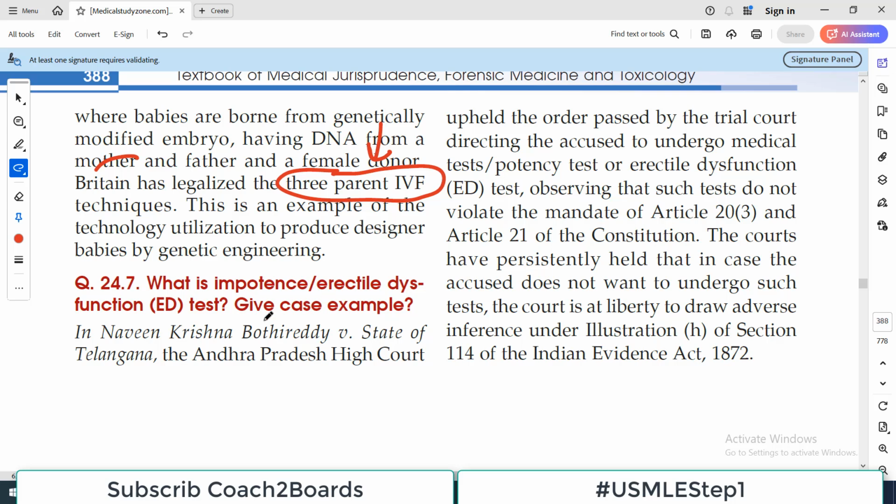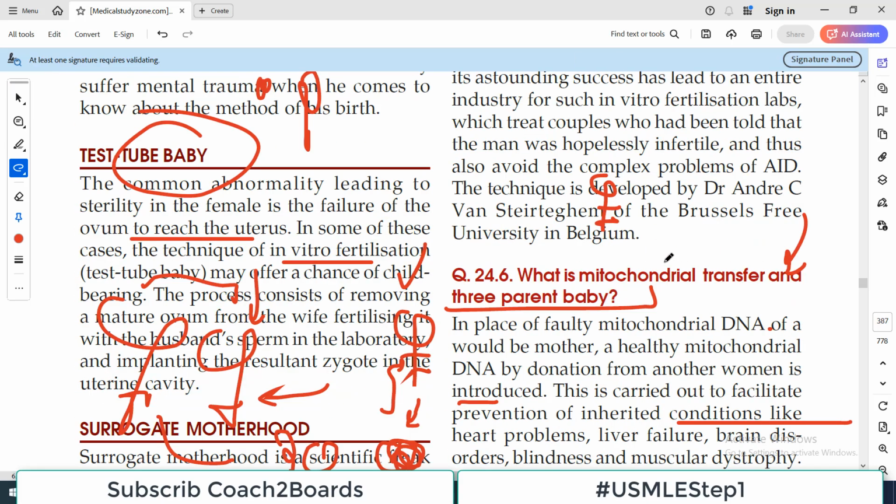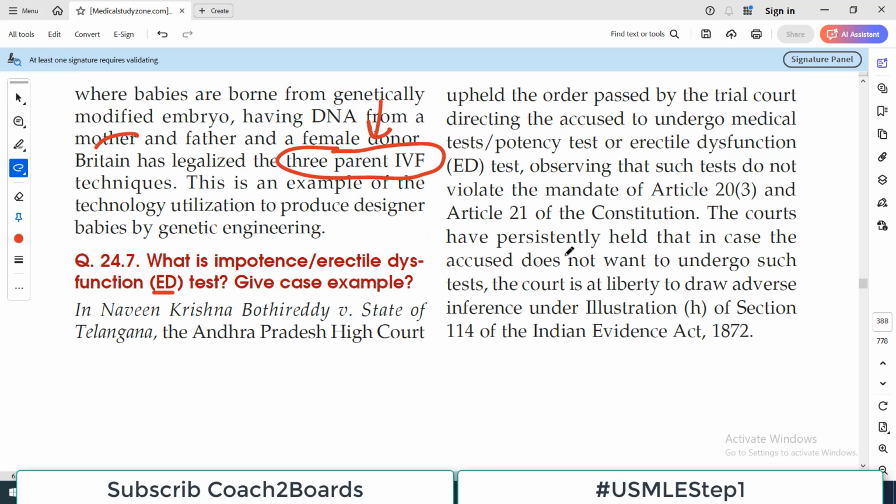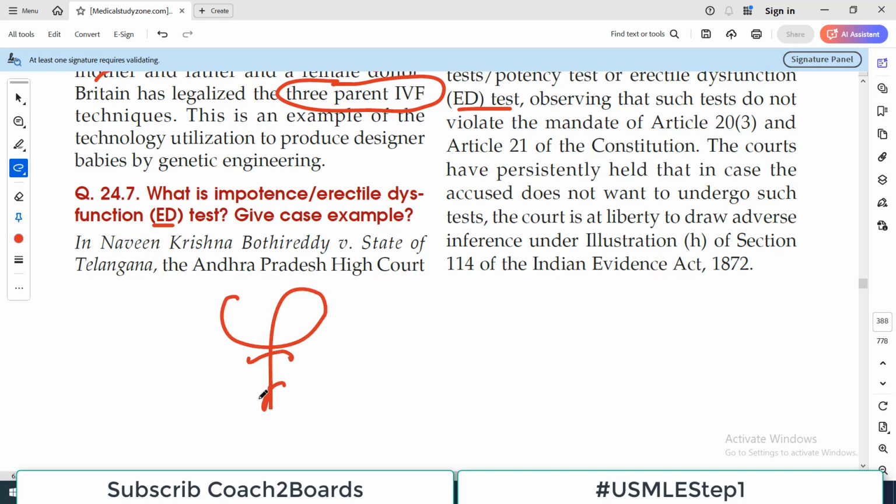Now what is impotence? ED test, give an example. In Naveen Krishna, Bodhra ID versus state, they have given an example here. The test is not super important, but anyways, the trial court directed the accused to undergo a medical test, potency test or erectile dysfunction test, observing that such tests do not violate the mandate of the article. The court has persistently held that in case the accused does not want to undergo such tests, the court is at liberty to draw an adverse inference. So basically, what is being said here is, there is a man who has been accused. Now how will you check this?